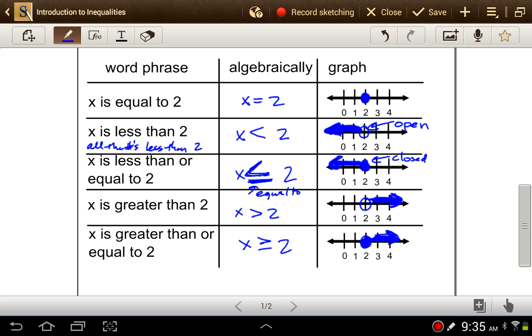Make sure you have that copied down. If you need to pause, go ahead. I'm going to move on to the next screen.